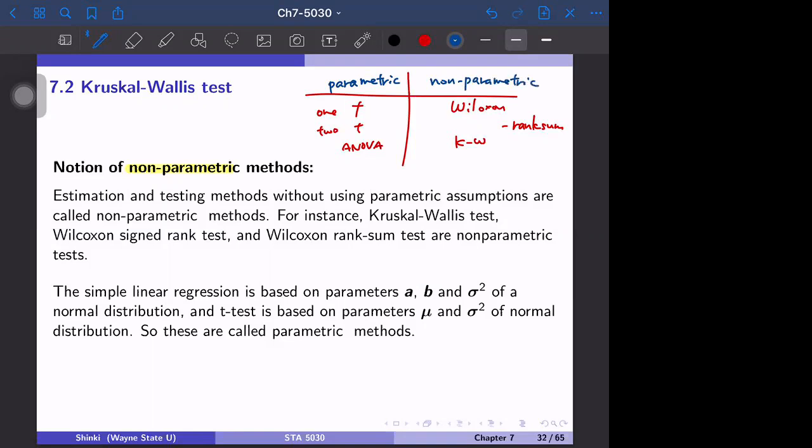The first group is based on parametric assumptions. For example, for the one-sample t-test, the mean is mu, the standard deviation is sigma, and everything else is determined by the distributional assumption, so observations follow a normal distribution. But for the Wilcoxon signed rank test, we don't have any distributional assumption. So we call the first group parametric and the second group non-parametric methods. Okay, so this is the end of 7.2.